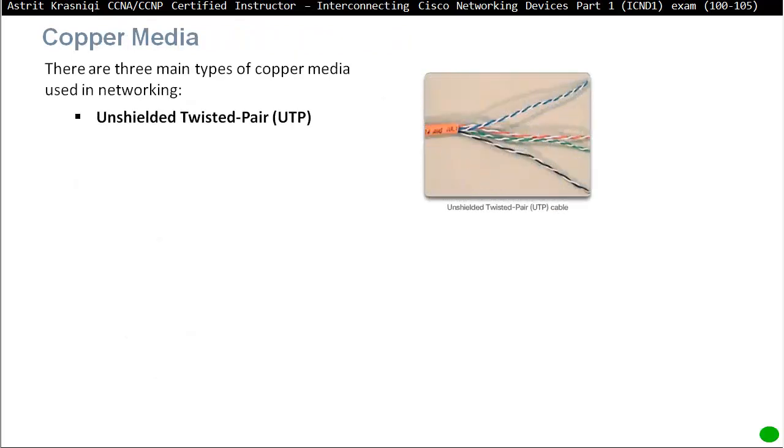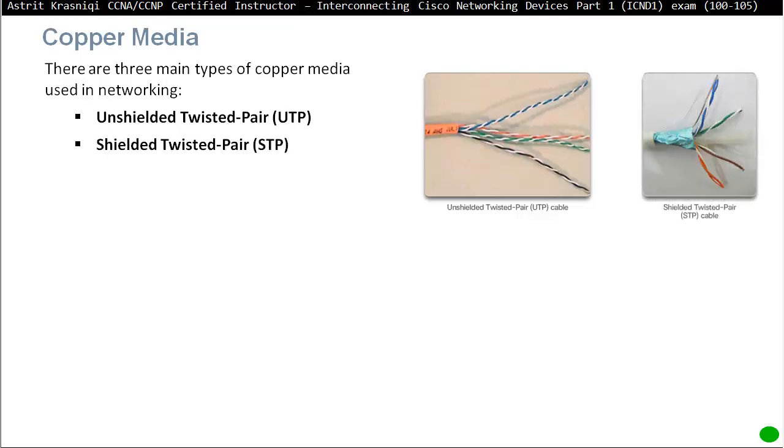So there are three main types of copper media used in networking. We have unshielded twisted pair. These are very good, very easy, very flexible, and the most that we're used to anyway. But if you do have some kind of interference, radio frequency interference or electromagnetic interference, then we use shielded twisted pair. These are a bit more expensive, but they have a shield. Some, even more expensive, will have each pair shielded as well.